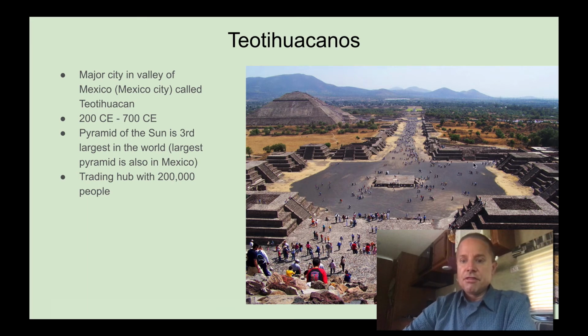They think at its height, this city, Teotihuacano, had about 200,000 people in it. So it would have been bigger than Billings. Billings does not have quite 200,000 people. So it'd be bigger than any city we have in Montana.